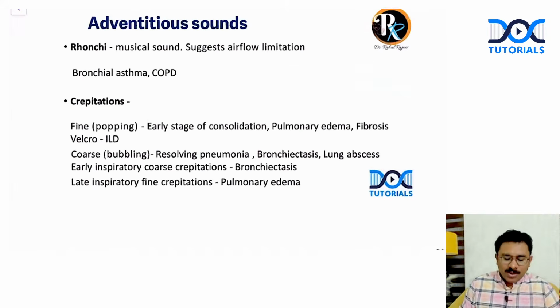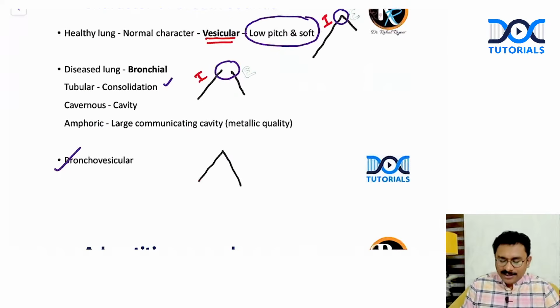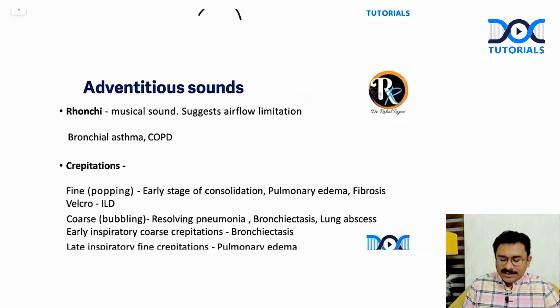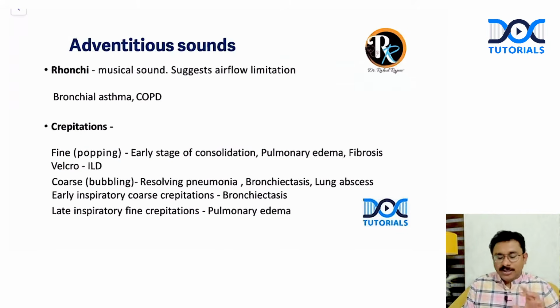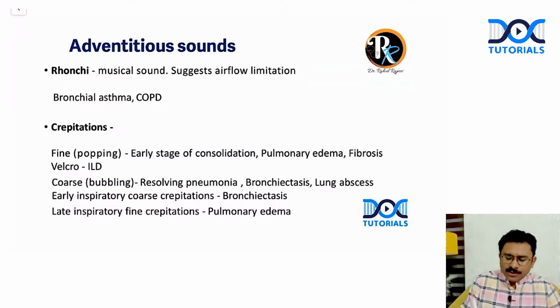Okay. Now coming to the adventitious sounds. I told you that you may also get adventitious sounds. So what are the adventitious sounds that you should be knowing about? You should know about rhonchi, which is a musical sound, and rhonchi suggests some sort of airflow limitation. This can happen in case of bronchial asthma and COPD. Rhonchi is also sometimes referred to as wheeze.